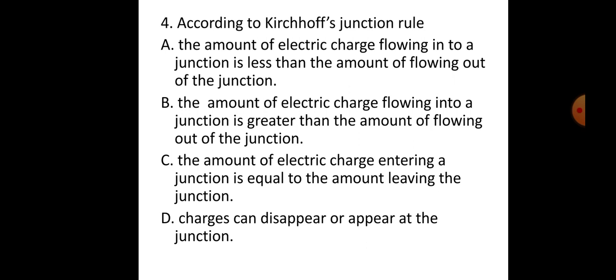Here, according to Kirchhoff's junction rule, the amount of electric charge flowing into the junction is less than the amount flowing out of the junction. This cannot be, since it says less than. The next option says the amount of electric charge flowing into a junction is greater than the amount flowing out of the junction. This is also not correct. The amount of electric charge entering a junction is equal to the amount leaving that junction. This is the correct answer.